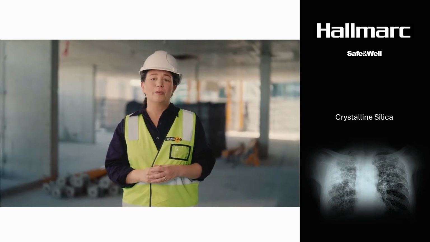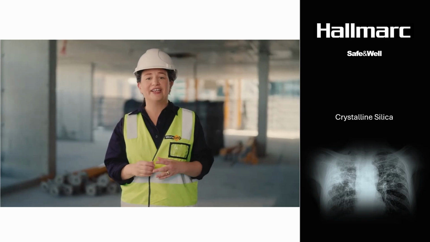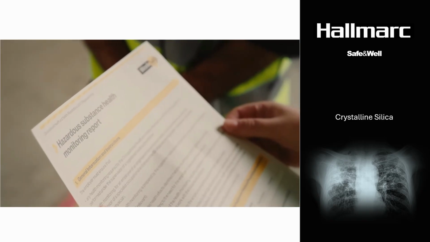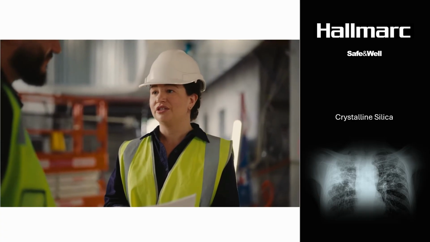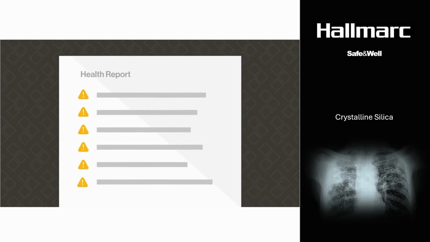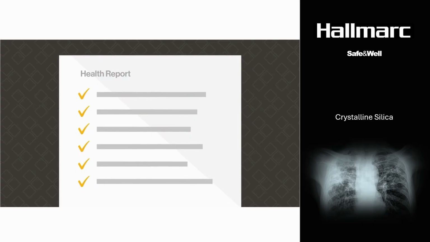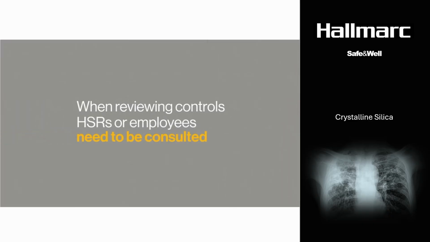The medical practitioner will provide the employer with an interpretation of the results and any findings of adverse health effects. The results must be given to the worker as soon as possible. WorkSafe has a template employers can use. If the report identifies any adverse health effects, the employer must review the controls in place to make sure that they are effective, and if any further controls may be required. When reviewing controls, health and safety representatives or employees need to be consulted.